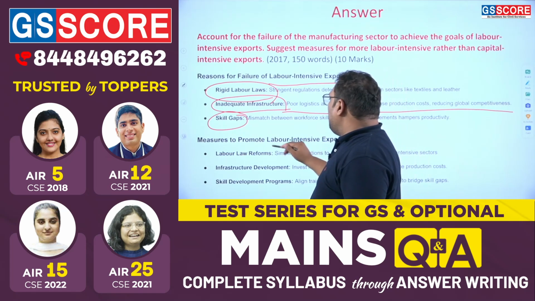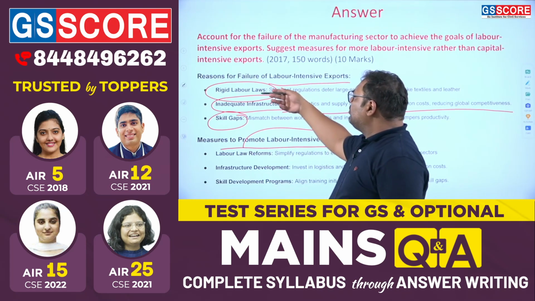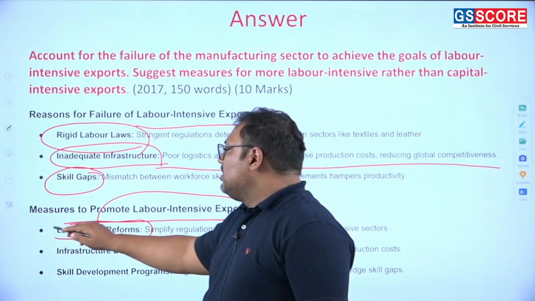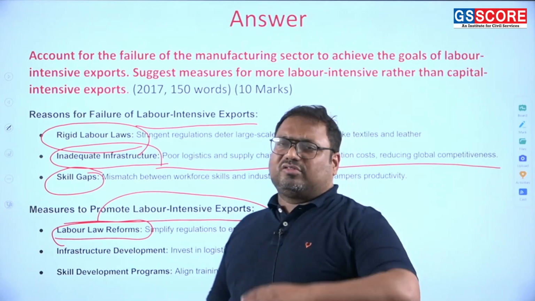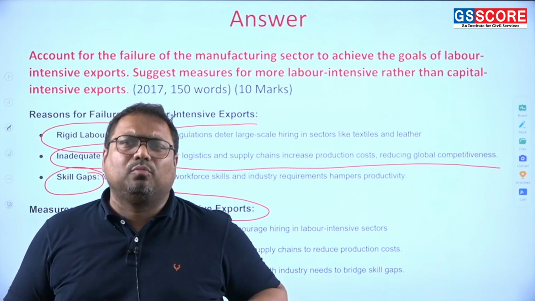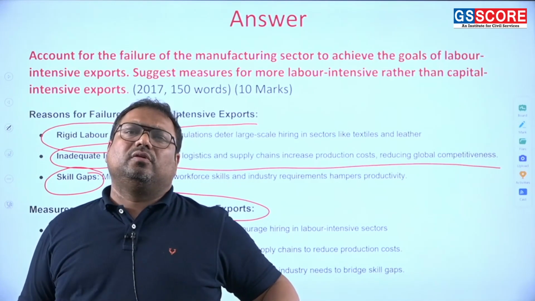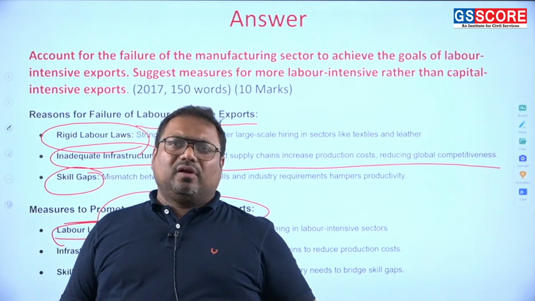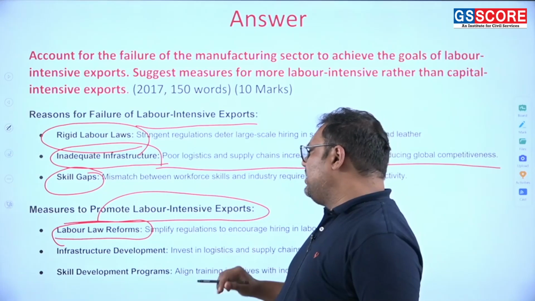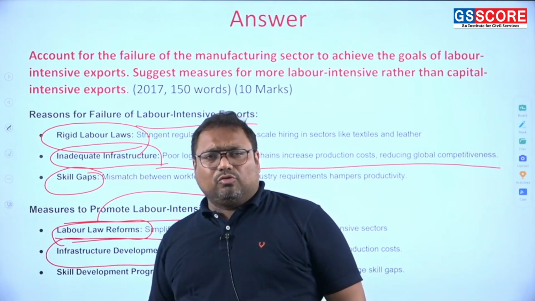And when it is about how we can further export labor intensive exports, obviously these are the things that you have to talk about. Labor law reforms: by reforming the labor laws, simplifying them, encouraging entrepreneurs to hire more labor, and not putting the burden of, let's say, compensation of laborers on them, that will help and encourage entrepreneurs to adopt labor intensive processes. Infrastructural development, that is also important.